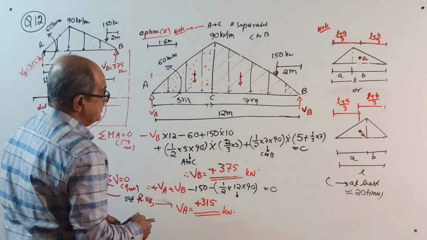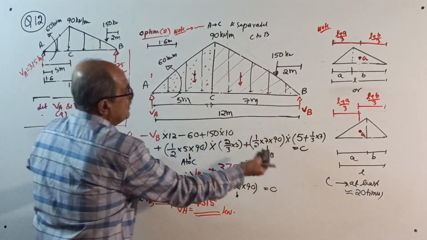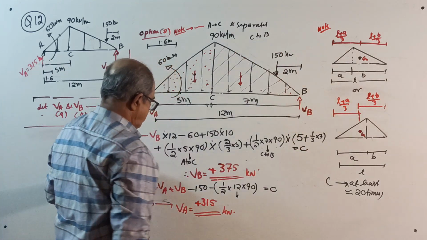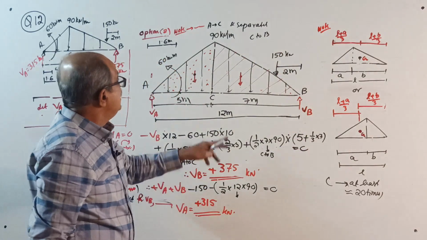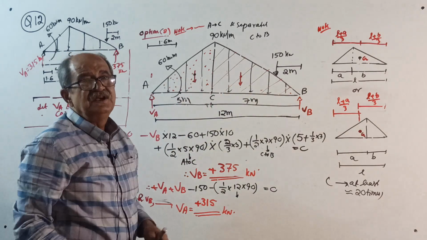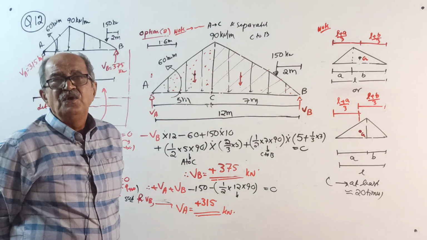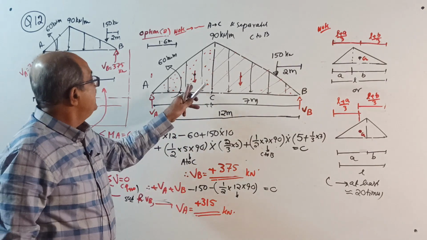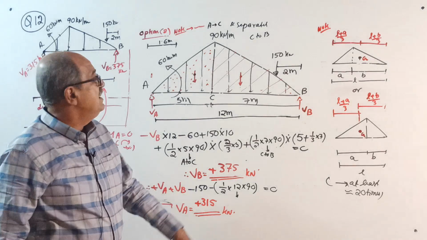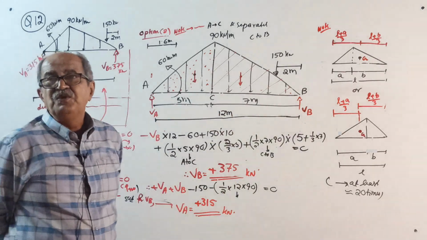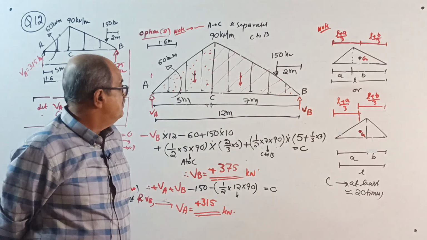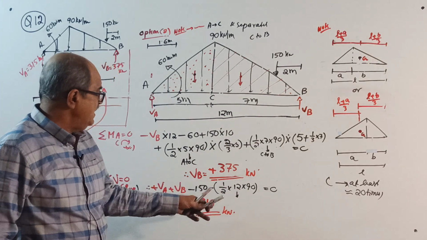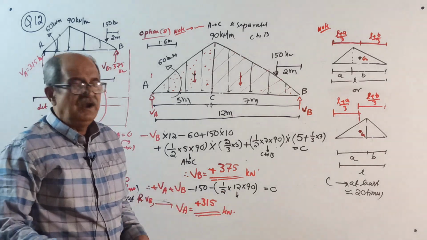Sigma V also changes now. See, plus VA plus VB minus 150. Actually, even if you split into two parts, for sigma V we want only the load. Then why split? For taking moment you have to split, because of the centroid problem. When you take moment, centroid will come. But here only area comes, so you can take half into 12 into 90 only.